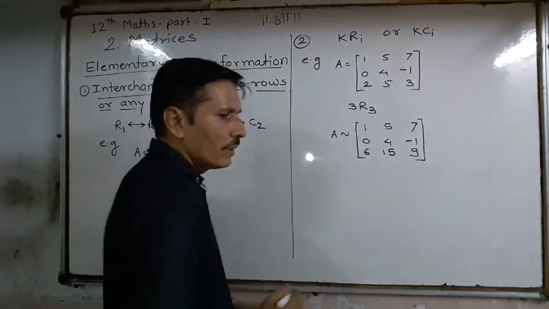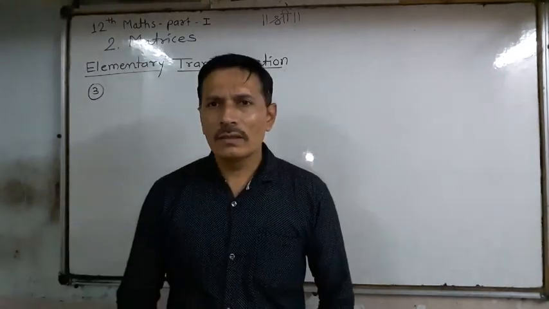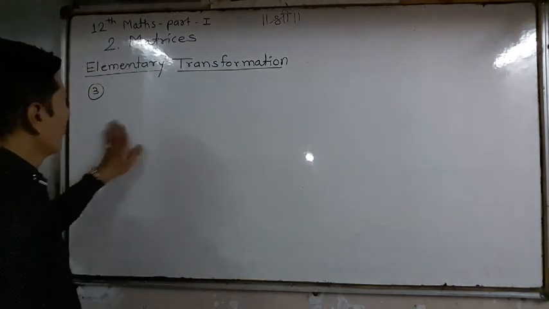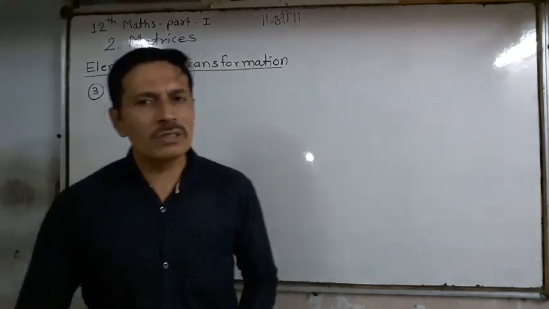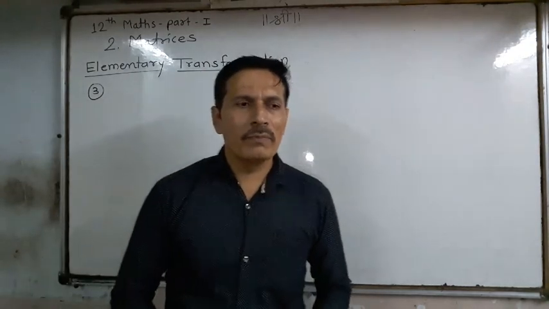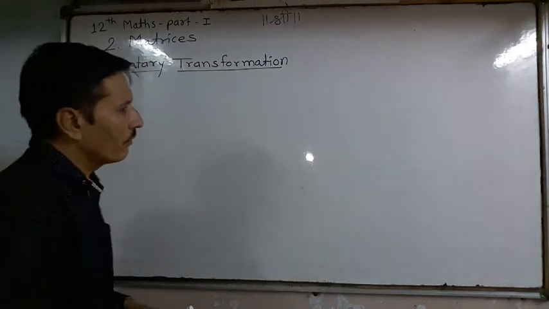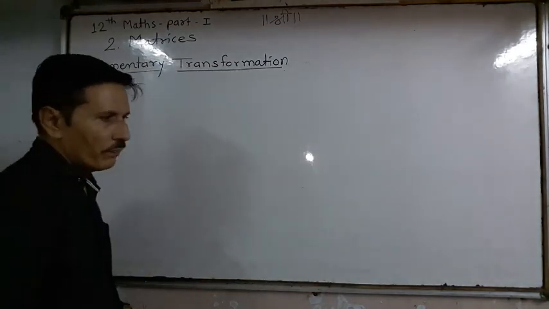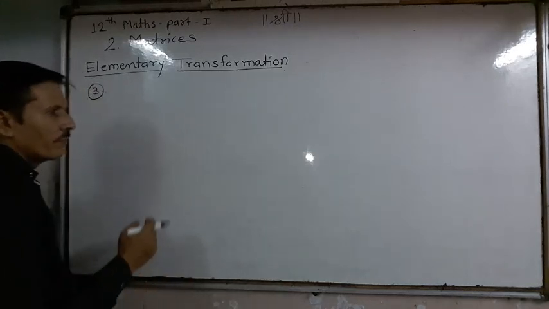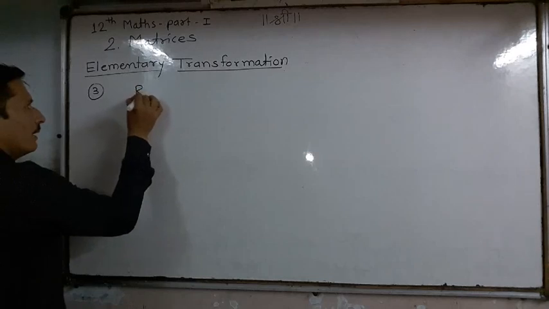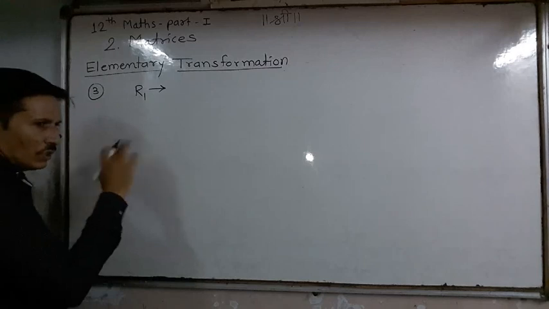Now the third transformation is multiplying any row or column by a non-zero scalar, and all these multiples are added to the corresponding elements of any other row. That means suppose we have to change the first row, then we can write it as R1 arrow. That means the first row is changing.